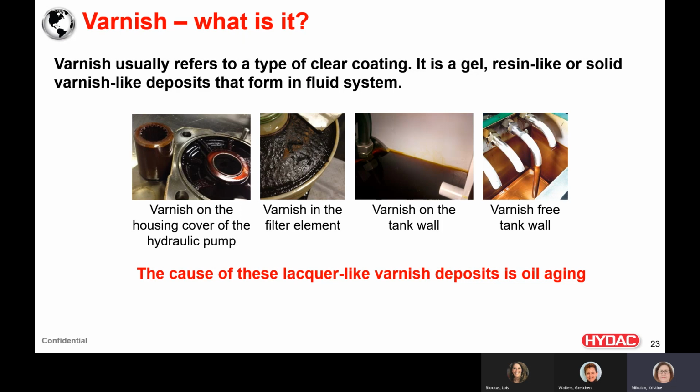Some examples of varnish that you may have seen in the field could be varnish on the housing cover of the hydraulic pump, or sludgy residue on the top of a filter element. You can see varnish on the tank wall, that dark discoloration at the fluid level. The cause of varnish deposits is oil aging. By incorporating a varnish mitigation unit, you can remove those varnish precursors from forming and prematurely aging that oil.